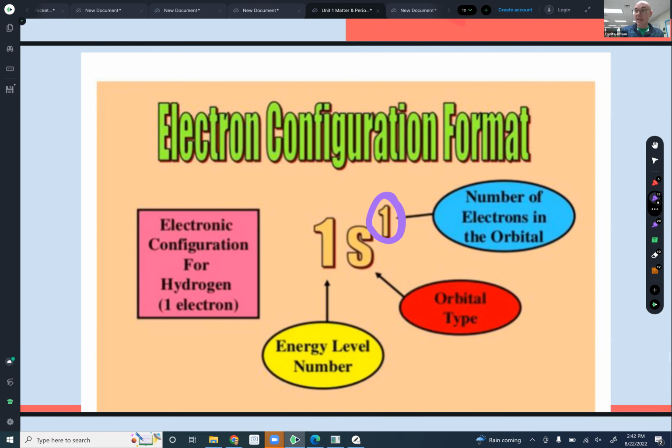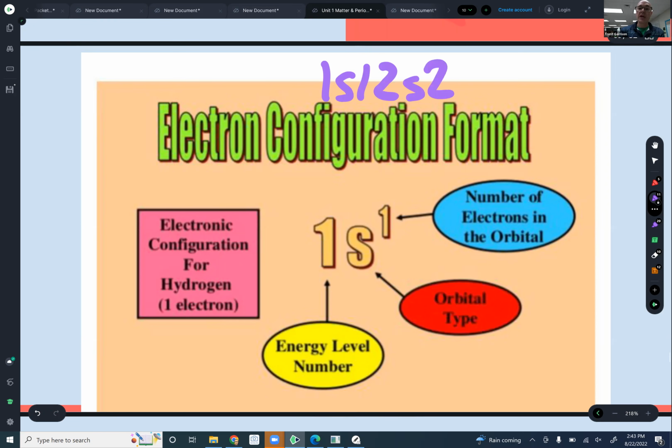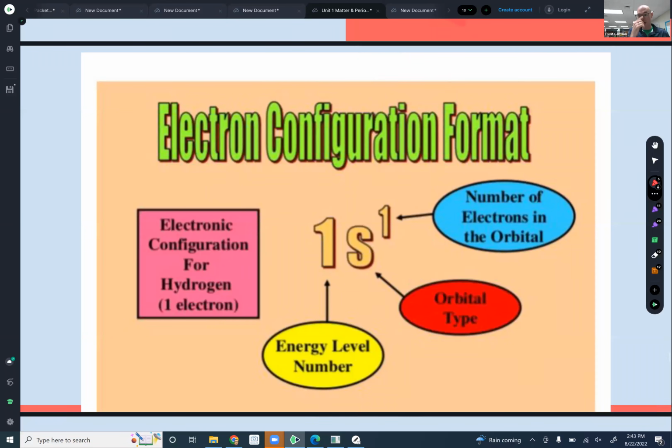You're saying, why did they make it an exponent? Because it would get confusing if I had 1s1, 2s2. You wouldn't know if that is supposed to be a 12 or if that's supposed to be a 1 and a 2 side by side. So they chose to make them exponents to try and distinguish it a little bit from one another.